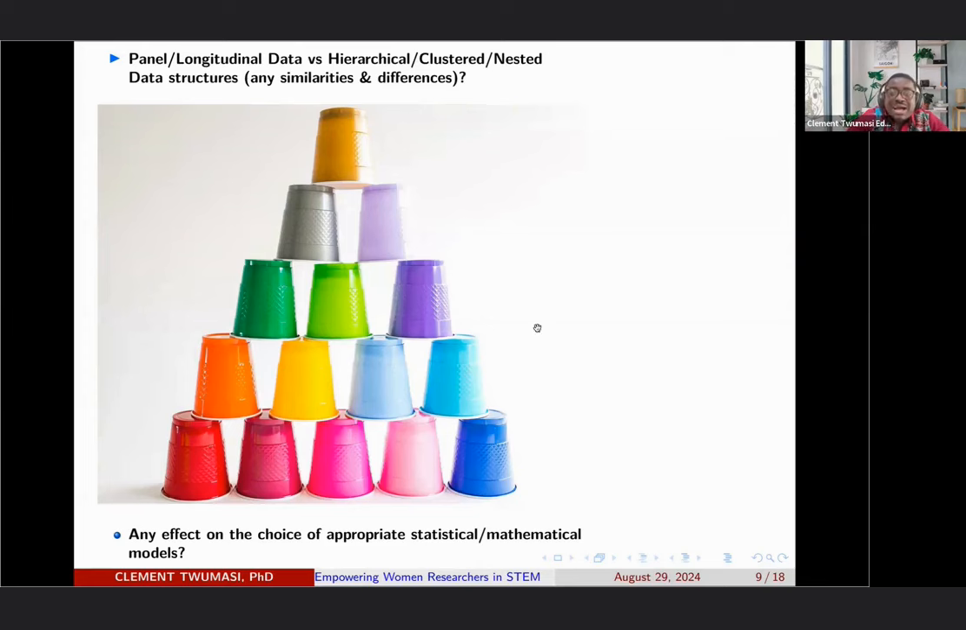Based on this hierarchical structure, you can also have a hierarchical structure that is collected over time. It's possible that after sampling patients within hospitals and hospitals within regions, we could even have municipal assemblies, we could have districts, we could have regions.